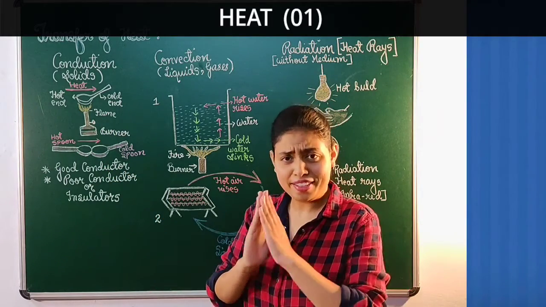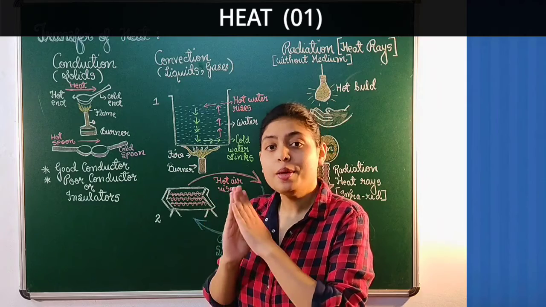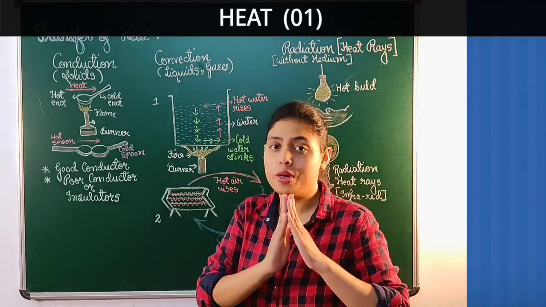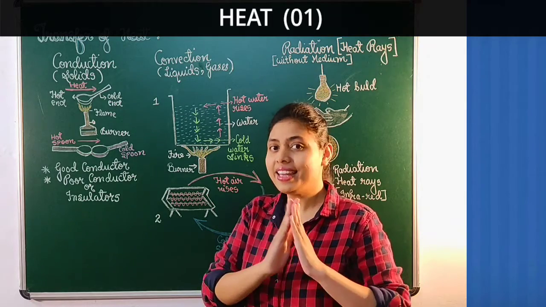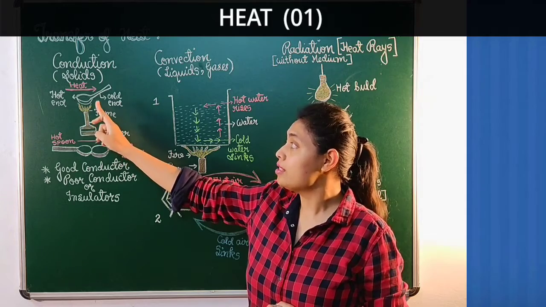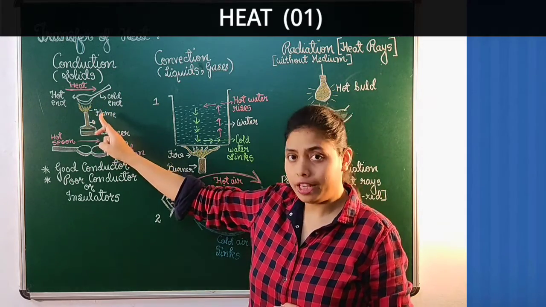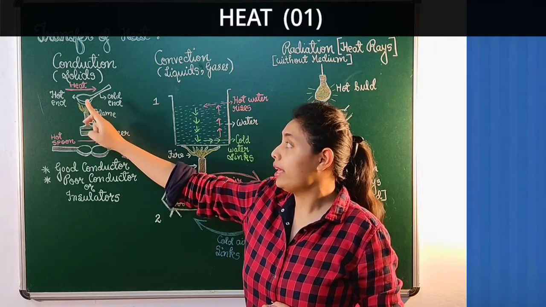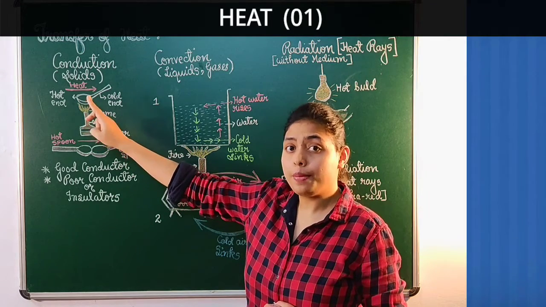In conduction, the transfer of heat takes place from the hotter part of an object to its colder part. Take an example over here. If you place a cold metal spoon above the flame, what will happen, children? This part of the spoon will get heated up and will become hot.